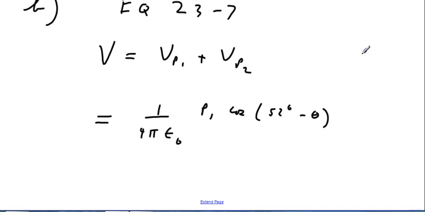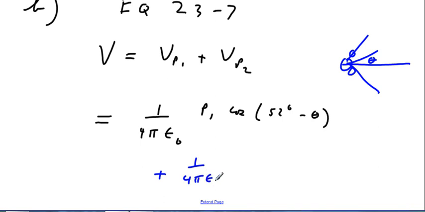Okay, so what I'm doing is, I've got my hydrogen atom and I've got some angle theta sitting right there. So these guys are sitting out there, and I've got some angle theta in there. Plus 1 over 4 pi epsilon naught P2, which is the same magnitude as P1, by the way, 52 degrees plus some angle theta.